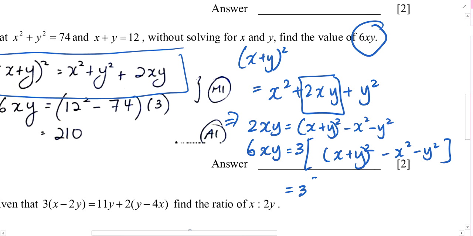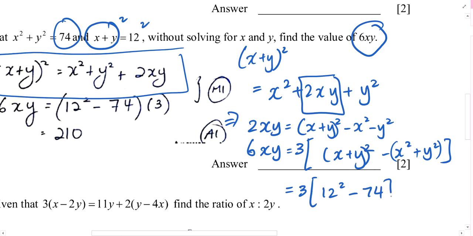Because x plus y squared, x plus y over here, right? Then I square this, I will square this also. So I get 12 squared minus, I minus (x squared plus y squared). Because x squared plus y squared, with a minus sign in front, you expand it out, you get minus x squared minus y squared. So minus 74. And you get this answer.